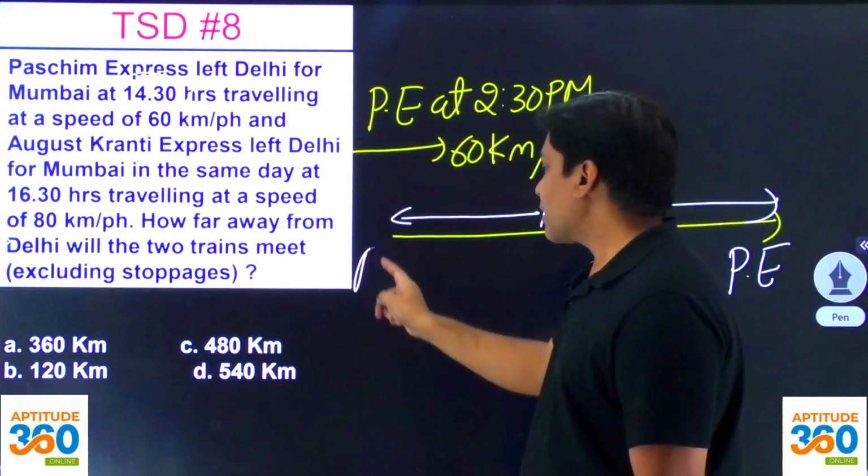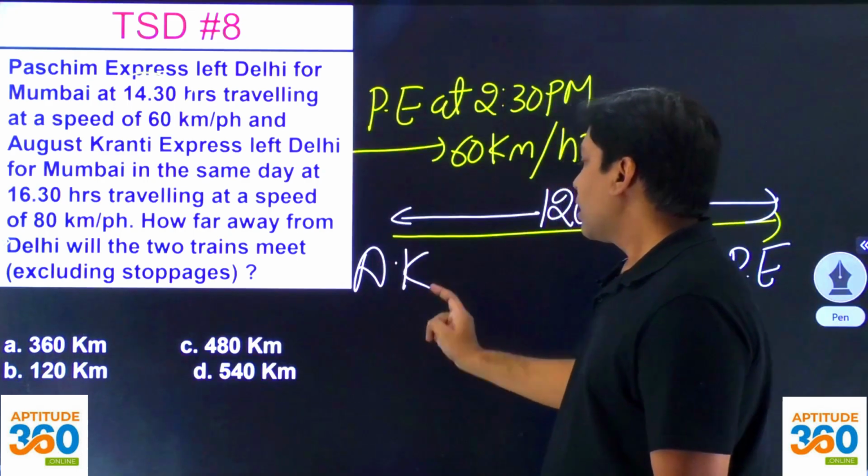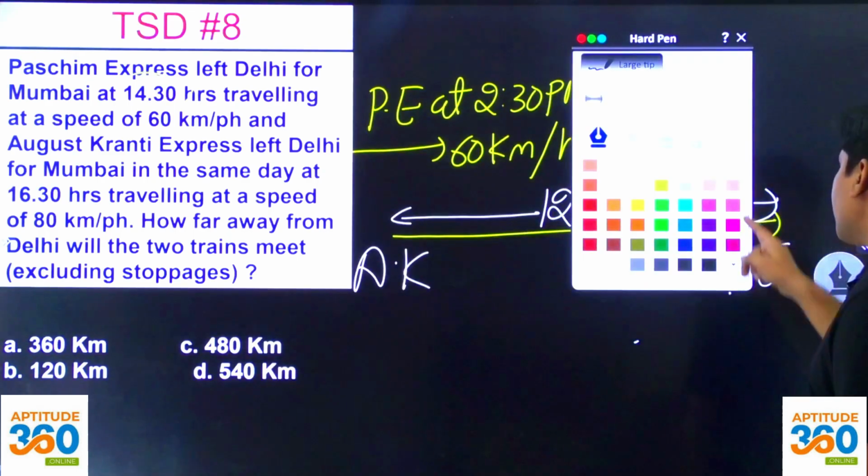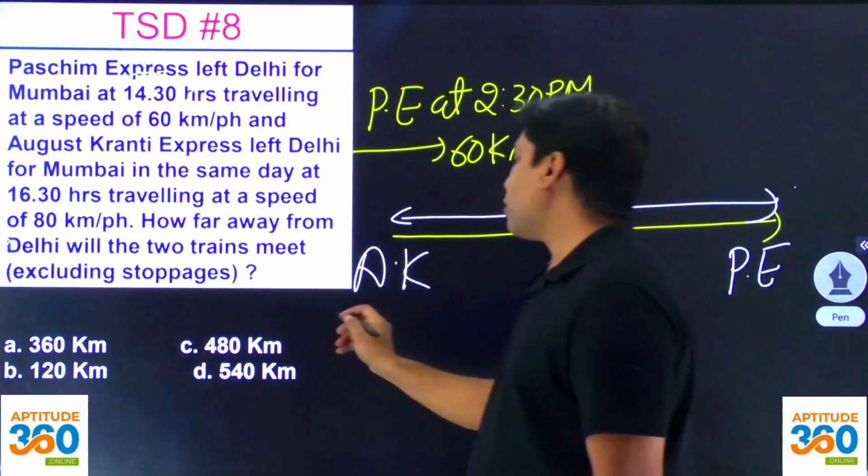अब यहां से निकला अगस्त क्रांति. Now what is the speed of August Kranti? Is given to you in the problem. It is 80 kilometers per hour.